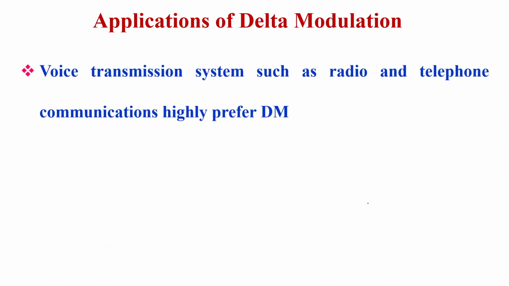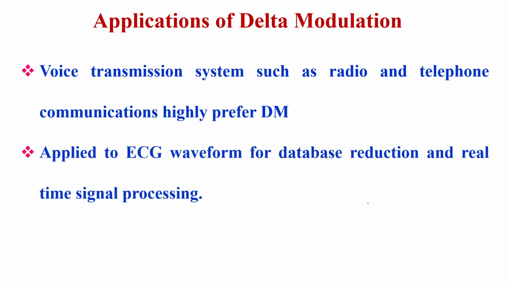What are the applications of delta modulation? It is used for voice transmission systems such as radio and telephone communications, and we can apply this in medical diagnosis for ECG waveforms, for data reduction and real time signal processing.